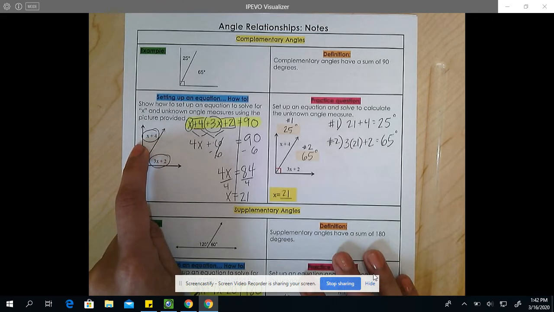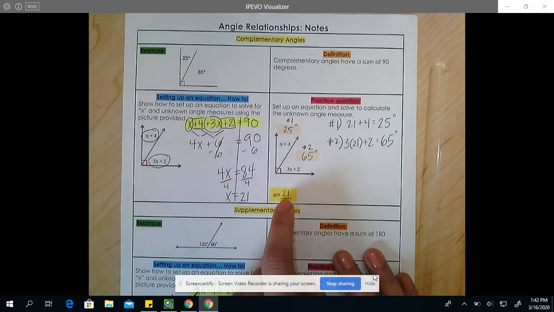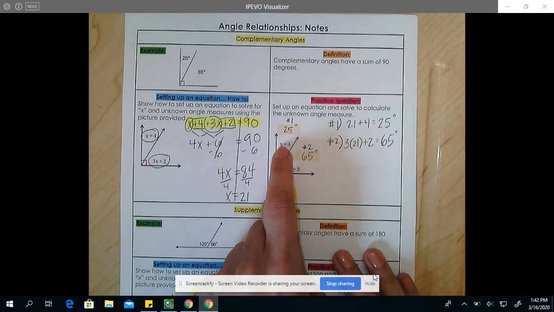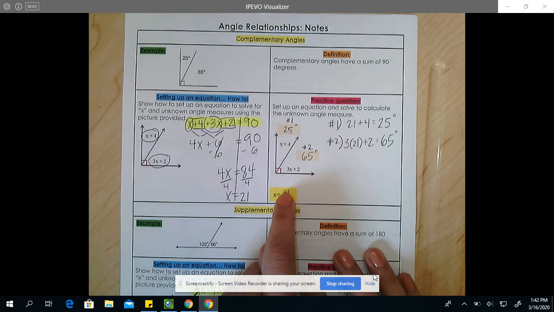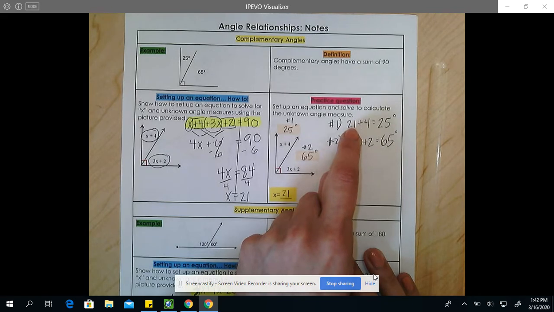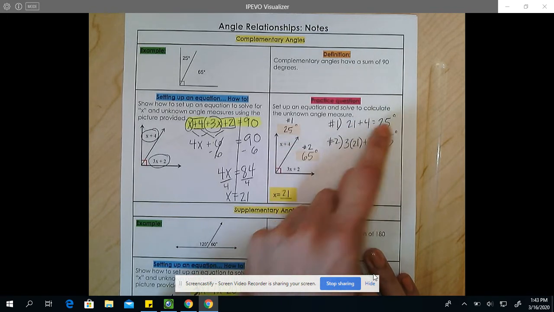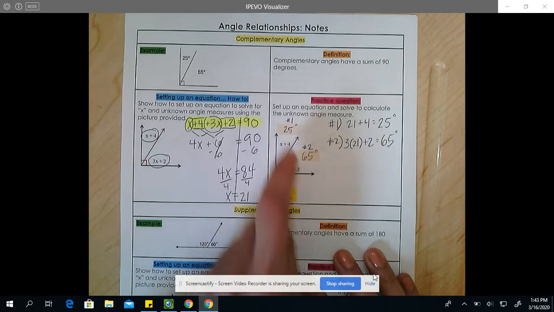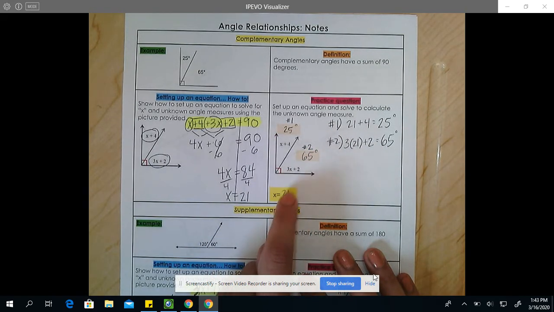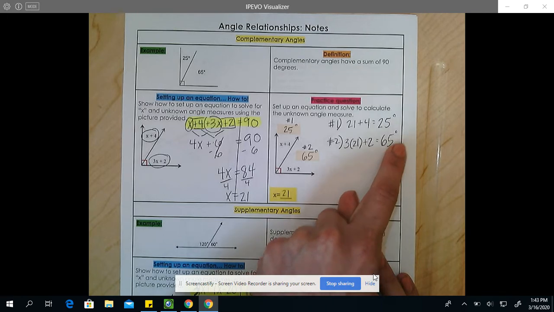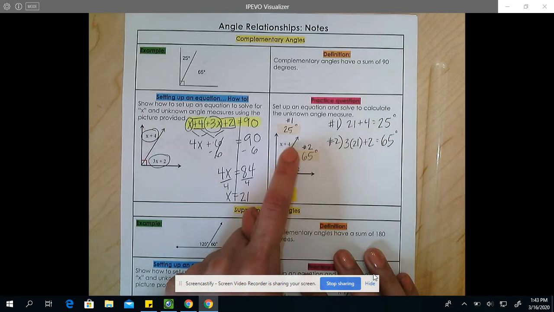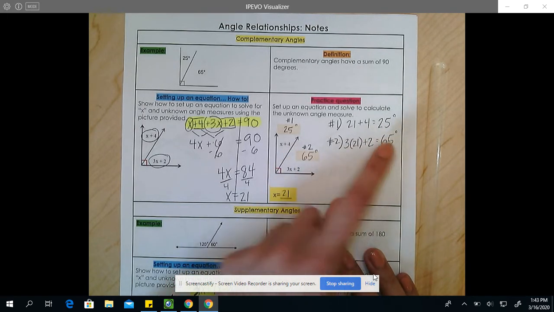The last step for this will be to substitute what we know the x value is to figure out unknown angles. So if x is 21, for angle number 1, 21 plus 4 equals 25. x plus 4 equals 25. Angle number 1 is 25 degrees. Angle number 2, 3 times x plus 2 is angle number 2. Therefore, 3 times 21 plus 2 equals 65 degrees. The measure of angle 2 is 65 degrees.